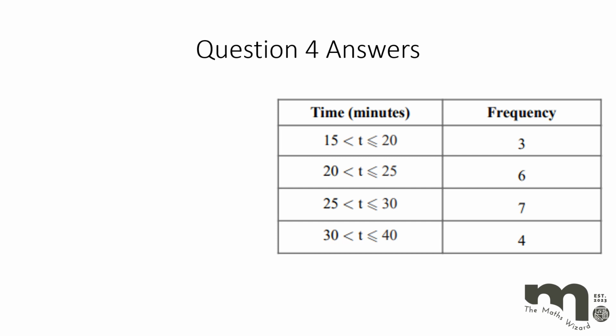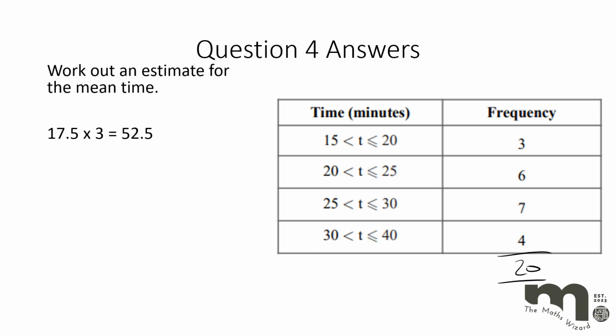Okay, so on this one then we did actually know the total frequency already because it does tell us in the wording of the question, so we knew all of that added up to 20. So now we've got to look at our mean first. So if you multiply each midpoint by the frequency, so 17.5 is your midpoint for the first one, 22.5 is the midpoint for the second row, so we multiply that by 6.